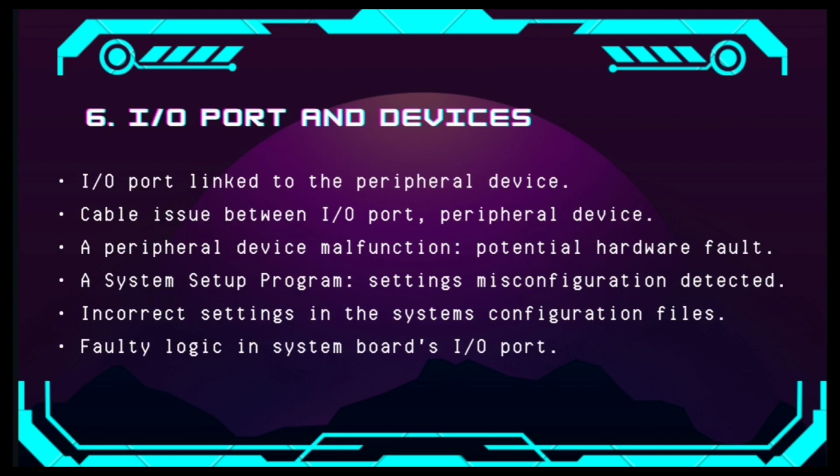Number 6, I/O port and devices. I/O port linked to the peripheral device. Cable issue between I/O port and peripheral device. A peripheral device malfunction, potential hardware fault. A system setup program settings misconfiguration detected. Incorrect settings in the system's configuration files. Faulty logic in the system board and I/O port.